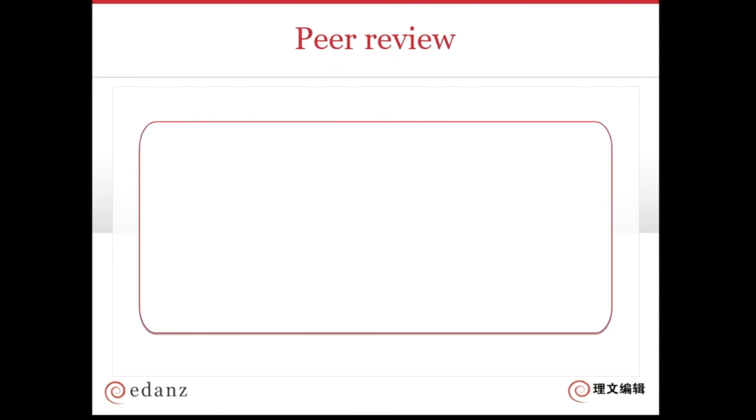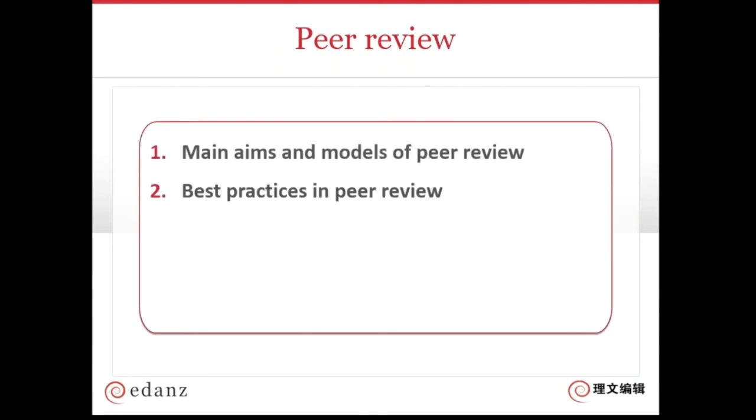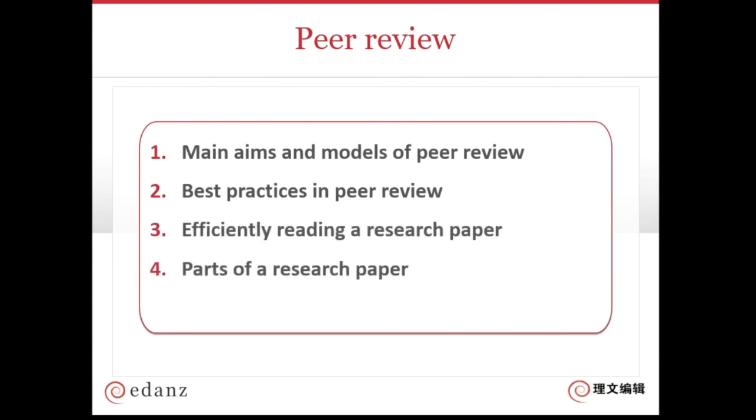So that's brought us to the end. We've looked at the main aims and models of peer review, the best practices in peer review, how to read efficiently, the different parts of a paper, and common problems in research papers. Now, in Wednesday's seminar, I'll teach you about how to look for problems in academic arguments and how to actually write the peer review report. So it's a professional report for the journal editor, and it's useful for the journal and useful for the author.